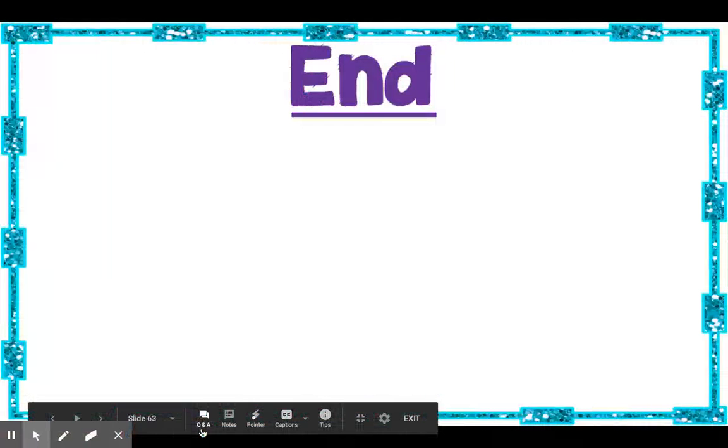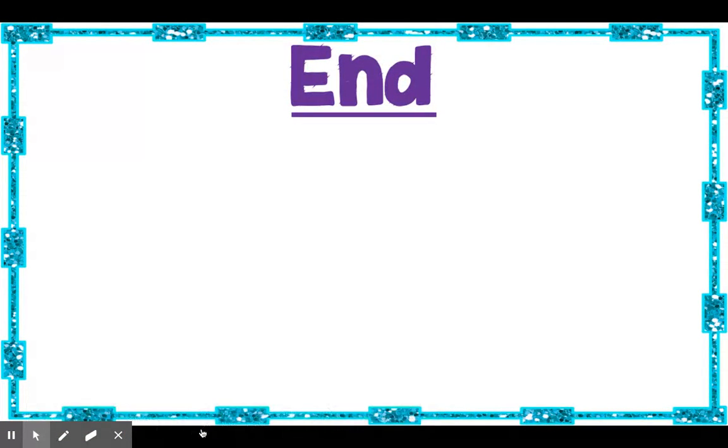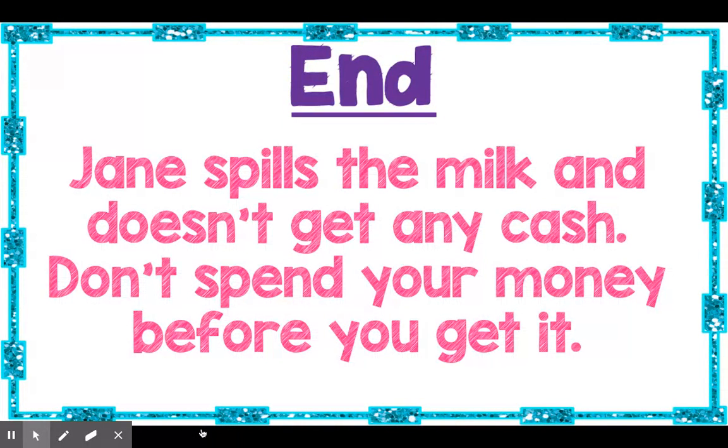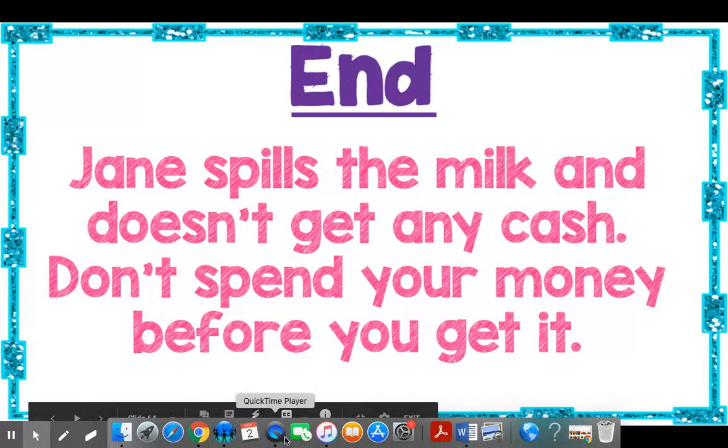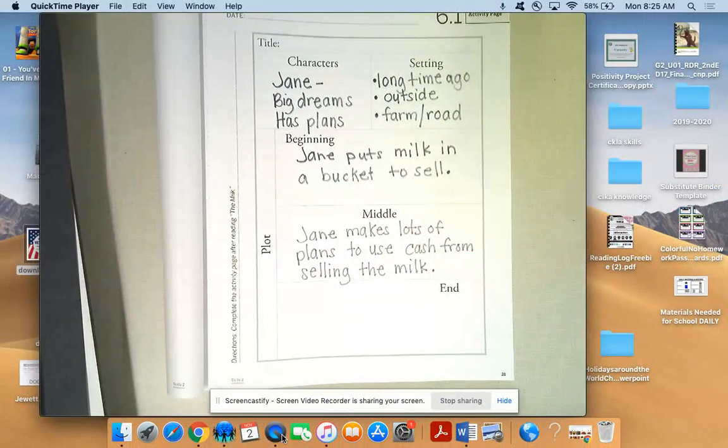So at the end of the story, she's thinking and thinking and thinking, and then the milk falls and all her dreams are crushed. Jane spills the milk and she doesn't get any cash. And I think the moral of the story, I think it said in the book, is take one step at a time, but it also says, don't spend your money before you get it. So I'm going to go back to my other document. Let's get our ending down.